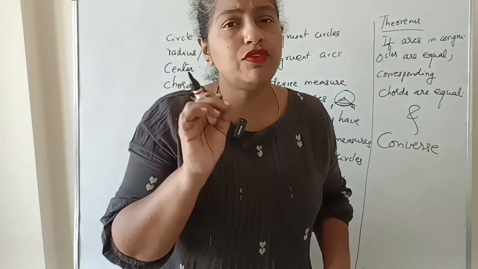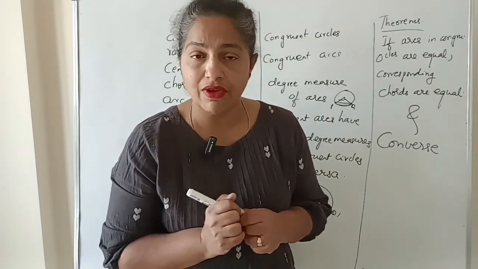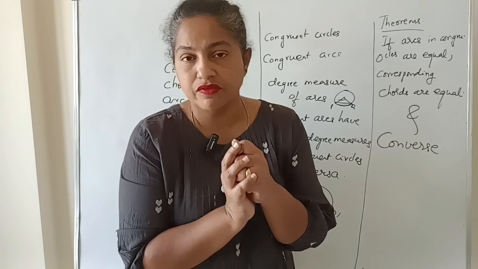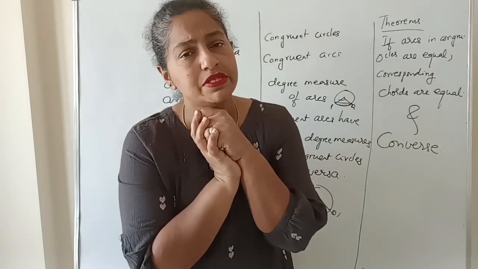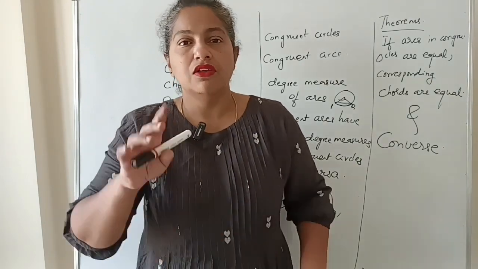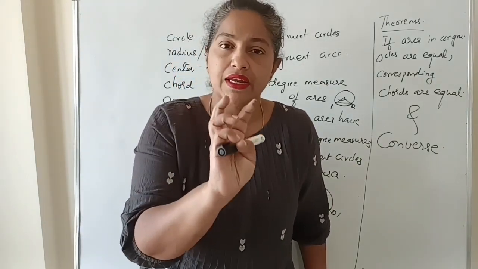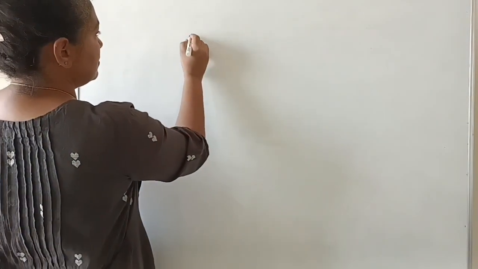It is that if two arcs in congruent circles are equal, the corresponding chords are equal, and the converse of the theorem states that if two chords in two congruent circles or the same circle are equal, the corresponding arcs are equal. So, we basically equated degree measure, arc and the chord of a circle. Now, we move on to the first theorem in the NCERT textbook, which is equal chords subtend equal angles at the center.